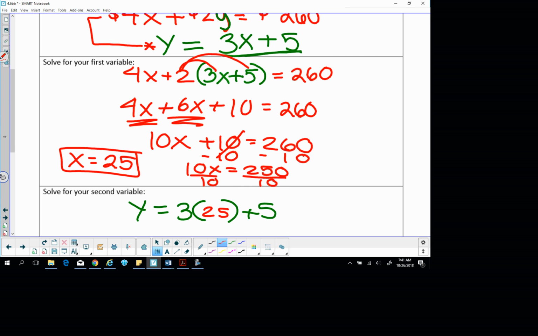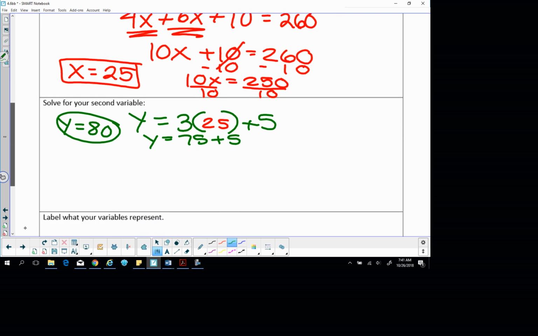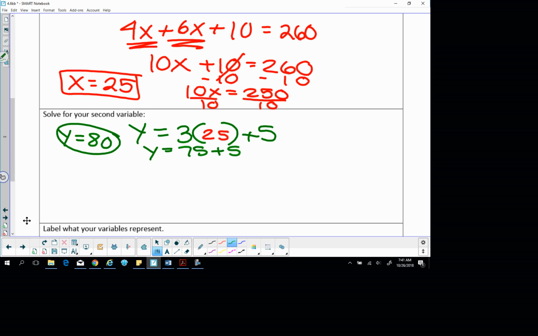So what is 3 times 25? 80. Oh, 3 times 25 is 75 plus 5 is 80. So this is just substitution. And so when you scroll down, what label what they represent, we know that 80 represents the number of soda sold. And what does 25 represent? The number of pizzas. Good, number of pizzas sold.